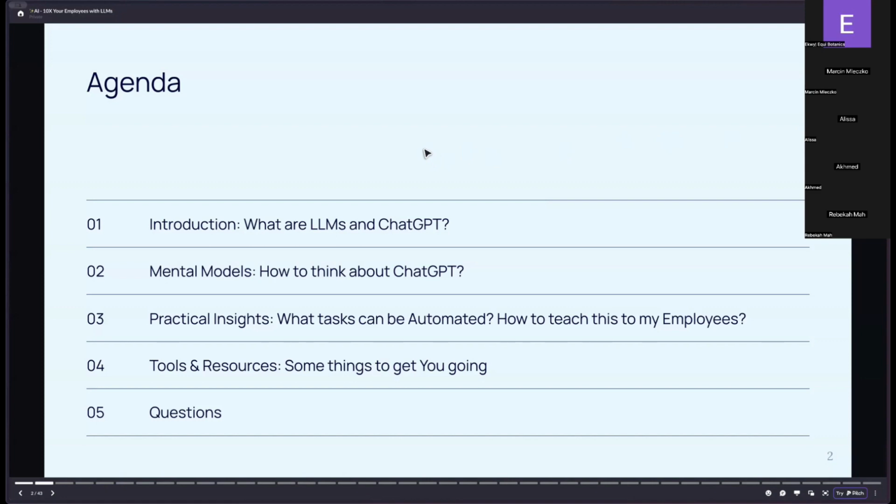Then some mental models: how can you, or how do I, think about ChatGPT? Some practical insights: what is the main focus, what tasks can be automated, and how can I teach this to my employees? And then lastly, I aggregated some nice tools and resources, especially in the D2C case, what you can use and what you can read to improve additional stuff like prompting and things like that.